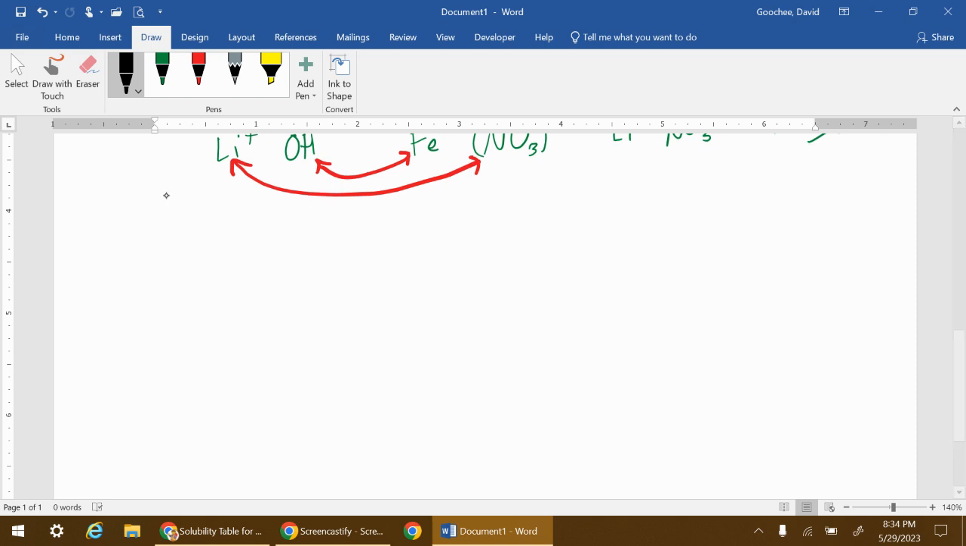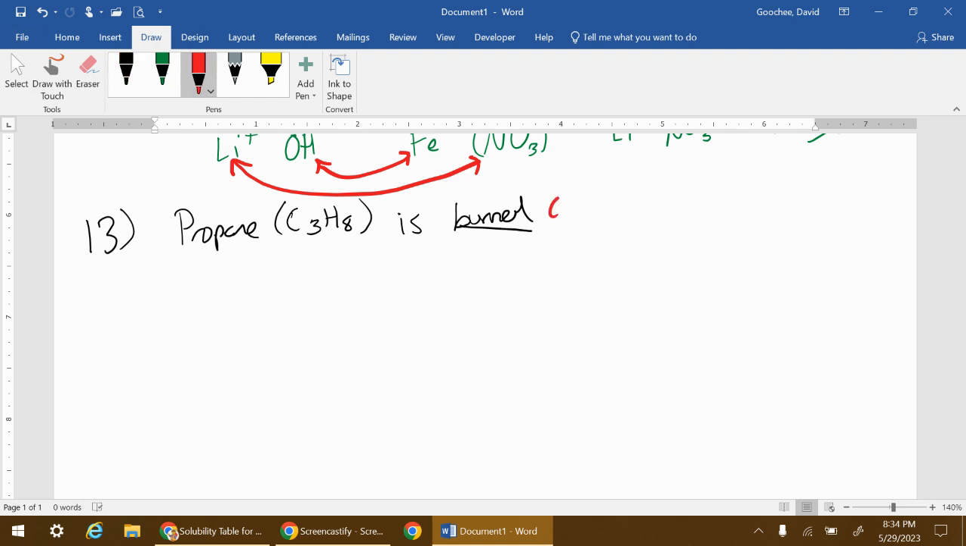All right, next up is problem number 13, which I'm just going to look at from another sheet right here. So number 13, propane is burned. Now I'm going to put this in here because I don't expect you to know that propane is C3H8. I don't expect that of you guys. I just expect you to know how to use it to grill on Memorial Day weekend, all right? So propane is burned, okay? This is a combustion. Burned means combustion.